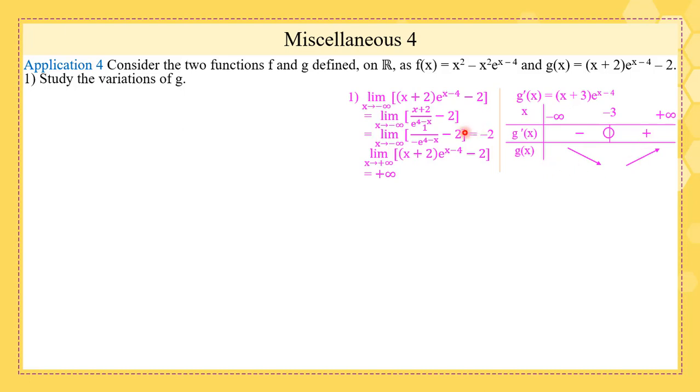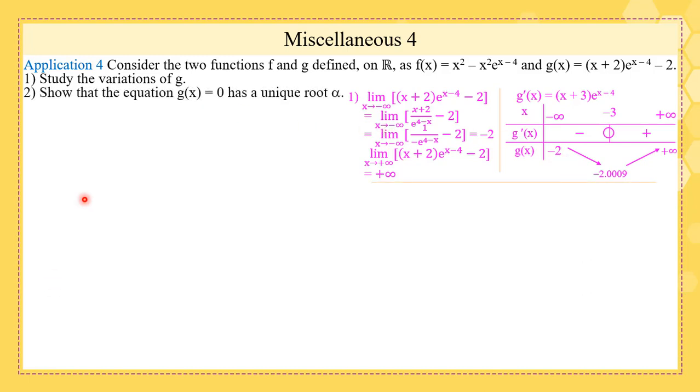Now we fill in the limits. The limit at negative infinity is negative 2, so we put a negative 2 here. And the limit at plus infinity is plus infinity, so we put a plus infinity there. And here we replace x by negative 3 in the original equation for g of x. If we just replace it here, we get this quantity, which is about minus 2.0009. So this is the study of variations of the function g.